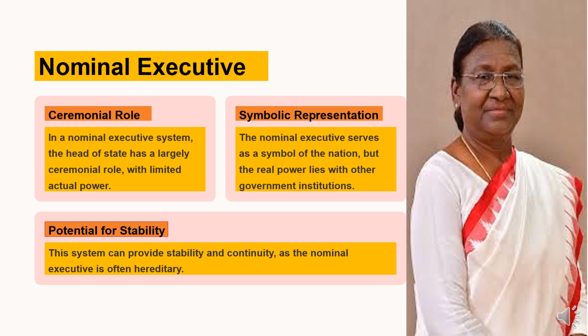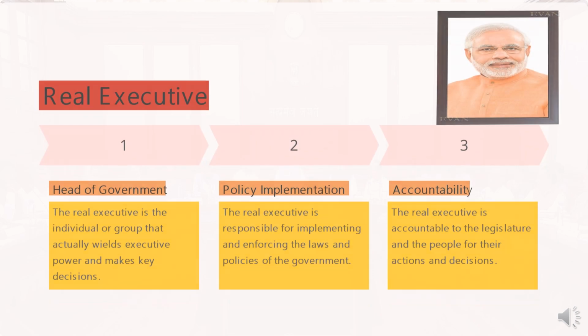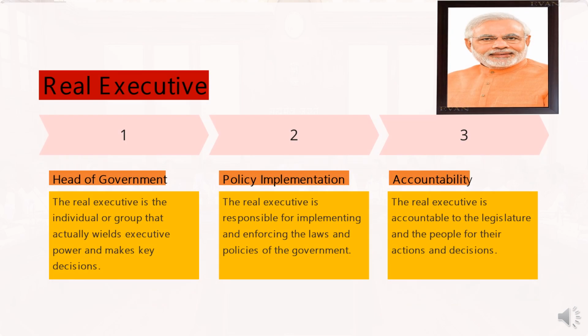Potential for stability. The system can provide stability and continuity as the nominal executive is often hereditary. Real executive. The term real executive typically refers to the individual or body that holds the actual executive power as opposed to a ceremonial figurehead. In many countries, this is the head of the government, such as a prime minister, president, or chancellor.